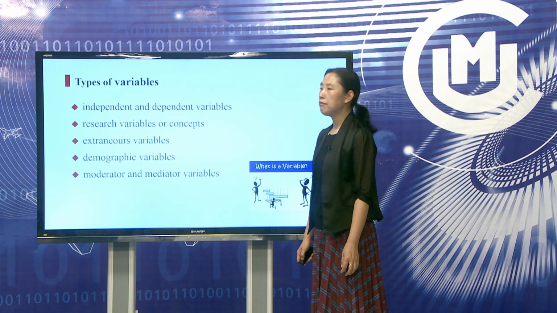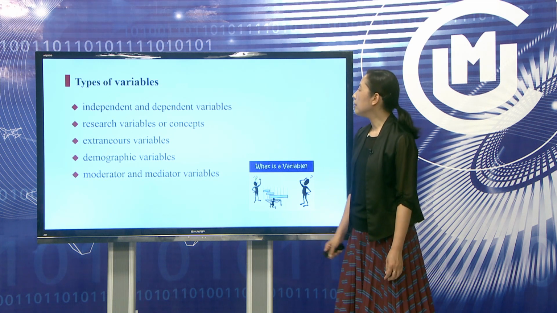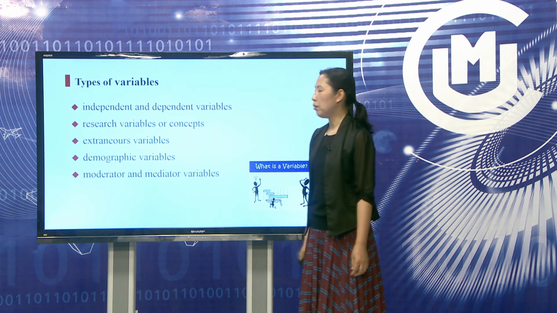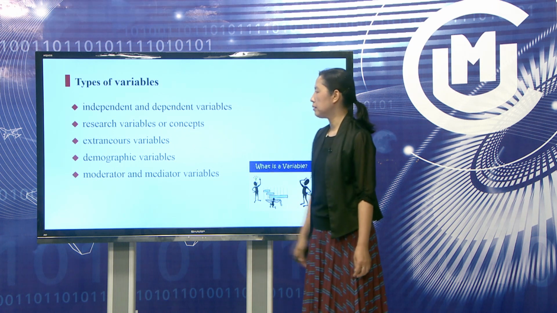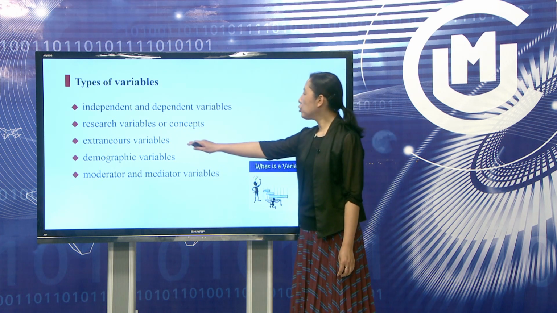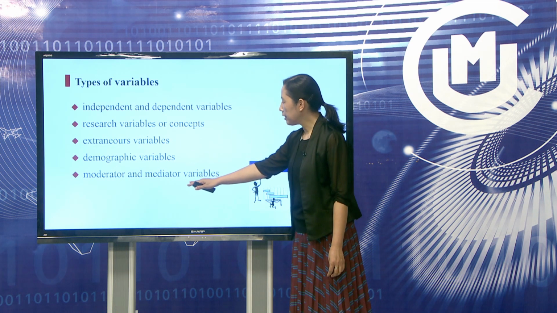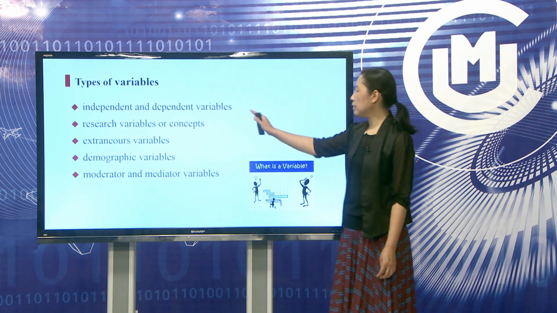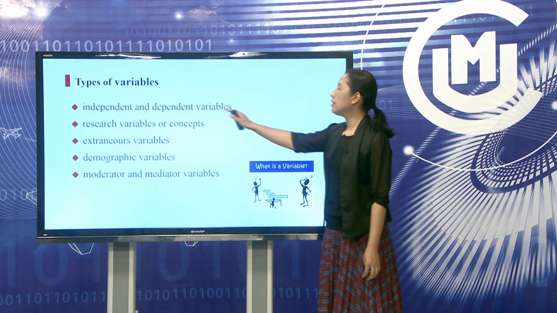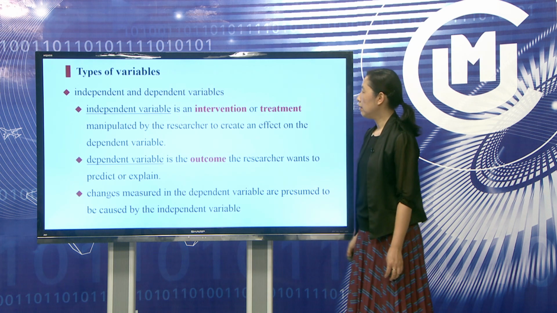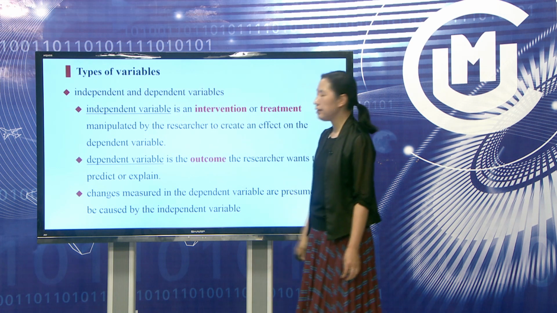When we talk about variables, usually there are several types of variables. We call them independent variables and dependent variables. We may also call some variables research variables or concepts, or extraneous variables, or demographic variables, and moderator and mediator variables. So for these names of the variables, you need to understand the meaning of these types of variables. First, let's talk about independent and dependent variables.